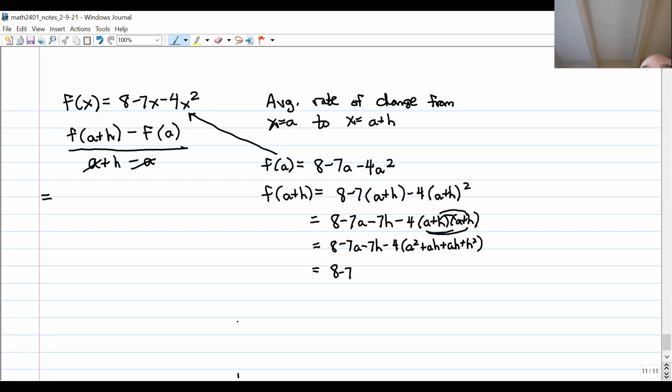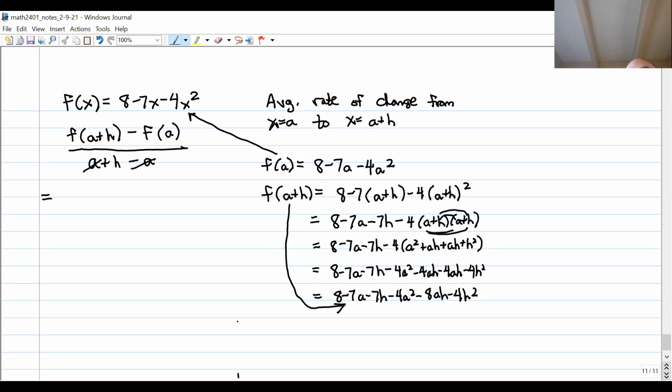So we get 8 minus 7a minus 7h minus 4a squared minus 4ah minus 4ah again, and then minus 4h squared. And now you can add some like terms together. So you have 8 minus 7a minus 7h minus 4a squared. These two are like terms. So you have minus 8 times ah minus 4h squared. Oh, there it is. Oh, finally. See, that's the hard part. That's what f(a+h) is.